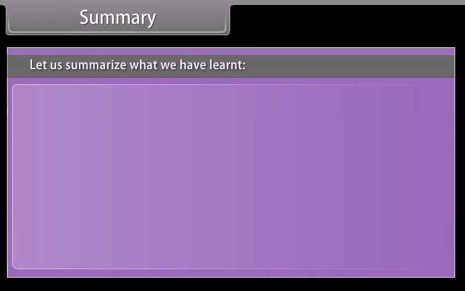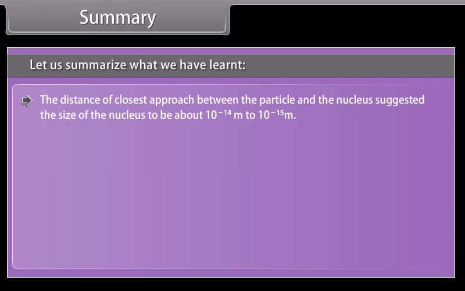Summary. Let us summarize what we have learned. The distance of closest approach between the particle and the nucleus suggested the size of the nucleus to be about 10 raised to the power minus 14 meter to 10 raised to the power minus 15 meter.